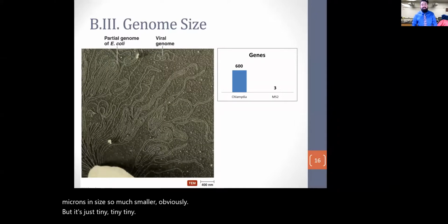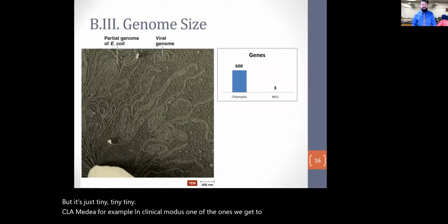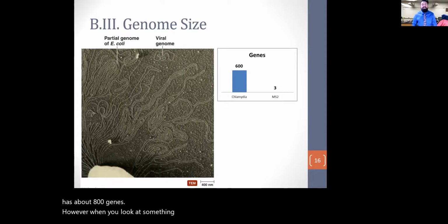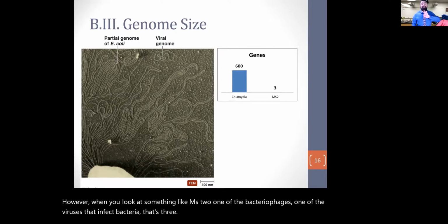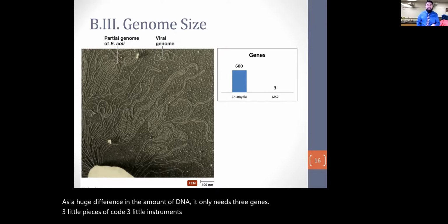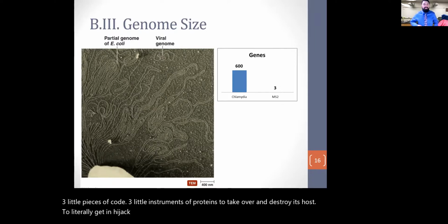Chlamydia, for example, Chlamydia trachomatis, one of the ones we get to talk about later on, only has about 800 genes. However, when you look at something like MS2, one of the bacteriophages, one of the viruses that infect bacteria, that's 3. That's a huge difference in the amount of DNA. It only needs 3 genes, 3 little pieces of code, 3 little instruments of proteins to take over and destroy its host, to literally get in, hijack, make more of itself, and take over. So size plays a huge role here too.